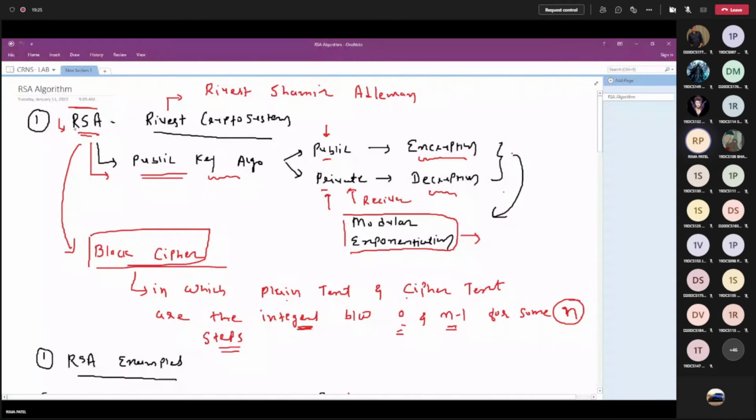So RSA, we know that it is an asymmetric public key cryptosystem, right? Public key means what? We are going to use two keys over here, that is public and private. Try to recall the diagram that we have discussed, the asymmetric cryptosystem architecture. We know that the public key of the receiver is going to be used for encryption and the private key of the receiver is going to be used for decryption, right?